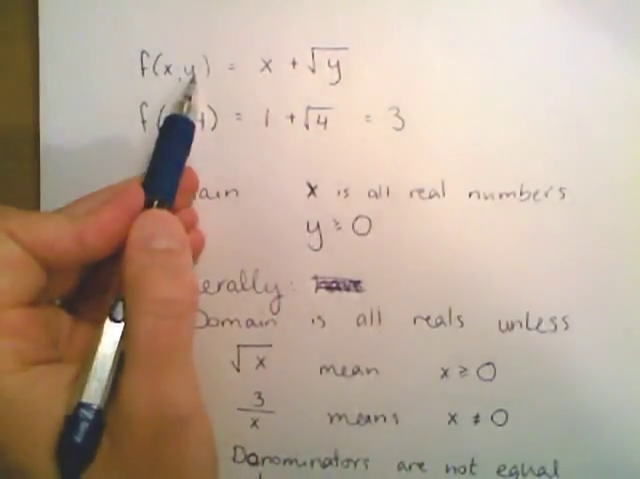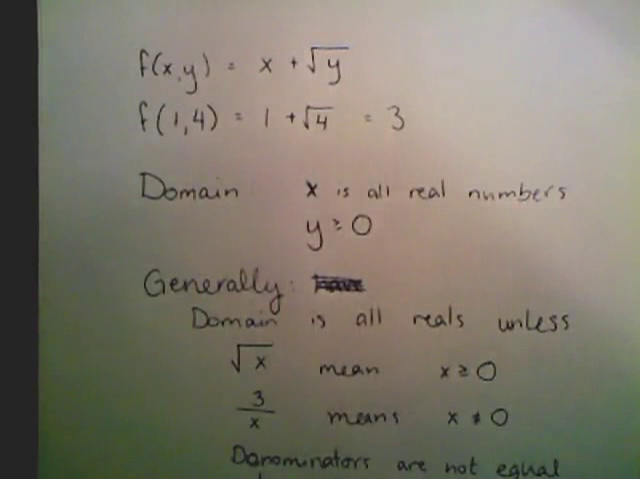So it's much like finding domains for single variable functions. You just have to make sure that you list what domain values work for both x and y, or if you had a 3 variable function for x, y, and z.